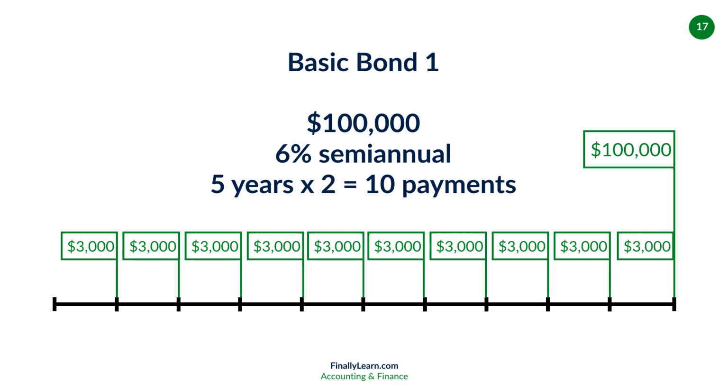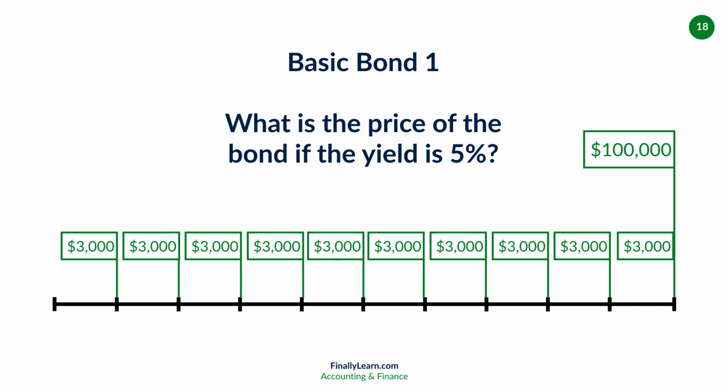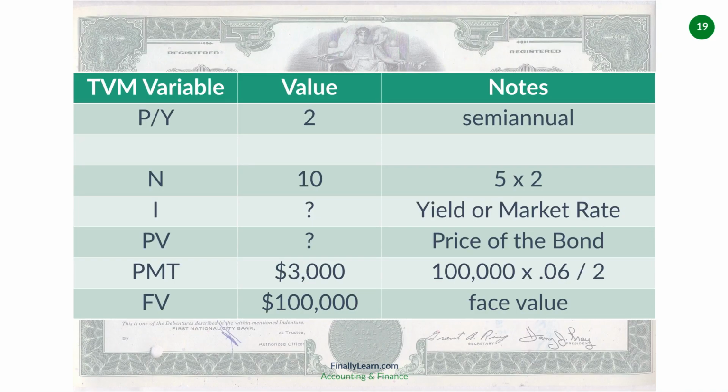So what's all this worth? Well, we need to figure out, what's our yield? If our yield is 5%, then what's this worth? What is the present value? So the periods per year are 2. The number of periods is 10. The payment is $3,000, and the future value is $100,000. We know all that by looking at the bond itself, the certificate.